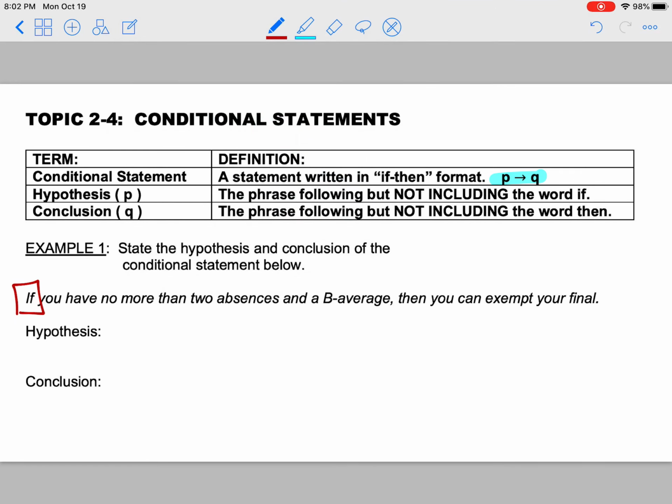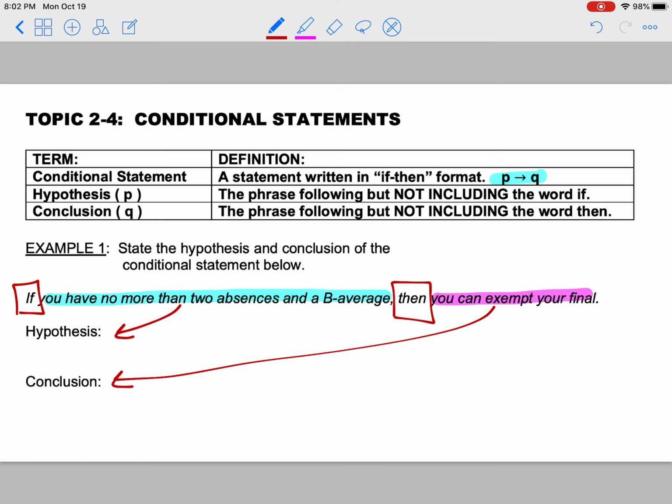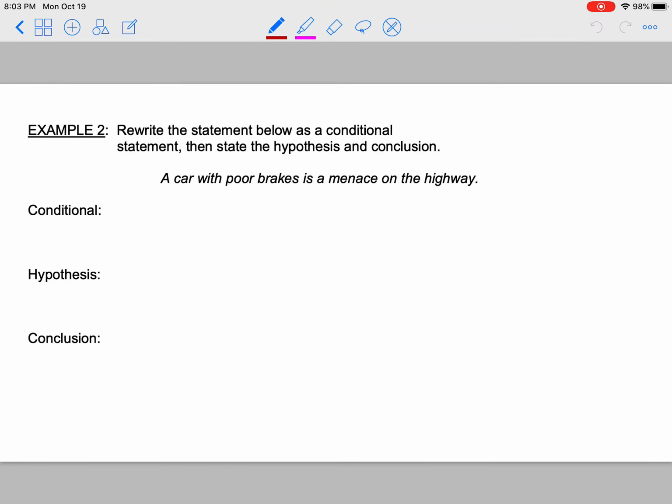Well, my advice would be to box, circle, or highlight the word if and then. The part following the word if is your hypothesis. The part following the word then is your conclusion. Notice I did not highlight the word if and then. It just helps us identify which part is which. So the if part is the hypothesis, the then part is conclusion, but we don't include those 2 words.